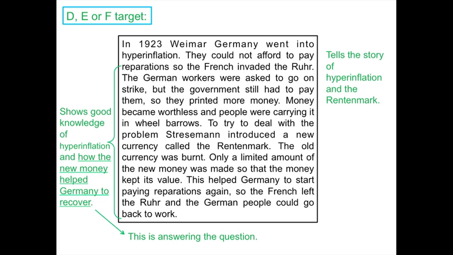If you can describe the new currency like this in detail in the exam, it will get you about 5 out of 9 marks. Look at your own answer. Do you show good knowledge? Have you been able to describe in detail hyperinflation and the Rentenmark? If you haven't, then you need to focus on this area in your revision. Have a look at your answer. What have you done well? What could you do in the future to make it better?